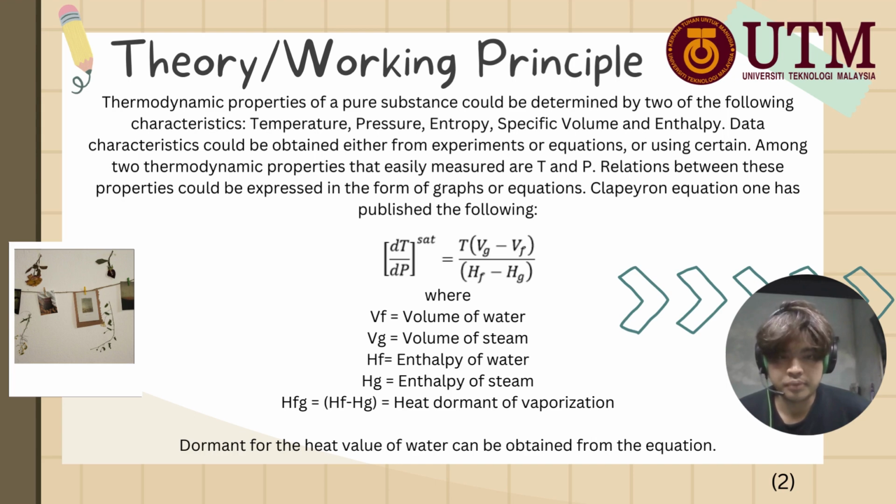dT over dP equals T(vg minus vf) over hfg, where vf is the volume of water, vg the volume of steam, hf the enthalpy of water, hg the enthalpy of steam, and hfg equals hg minus hf, the latent heat of vaporization. The latent heat value of water can be obtained from the equation.